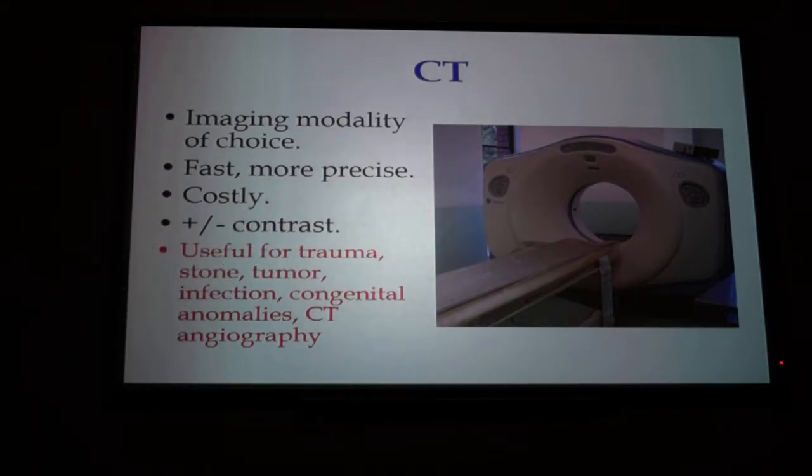CT is a good investigation now. As I've told you, it replaces the IVP now. Why?